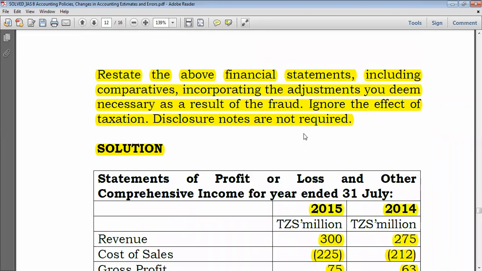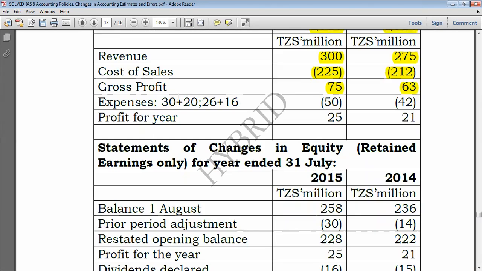And you come and get something like this here. See, expenses, you take 30 plus 20 million, and you have your 50 million here. Then you take 26 plus 16 million, and you have 42 million. And then you subtract and you arrive at the new profit for the year. You are done. So when correcting the statement of profit or loss, even if you're not told, it's very simple.